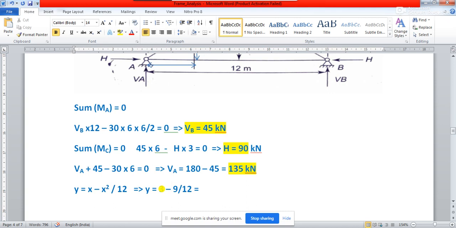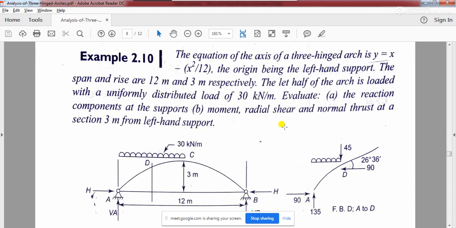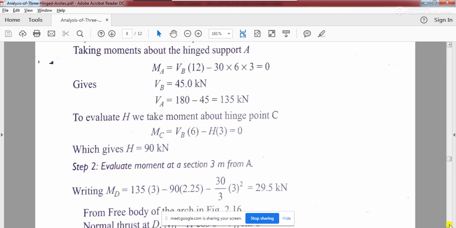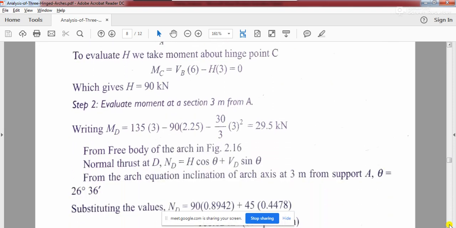Please tell me. 2.25, sir. 2.25 meter, right? Is it correct? 2.25. 2.25, correct. 2.25 meter.